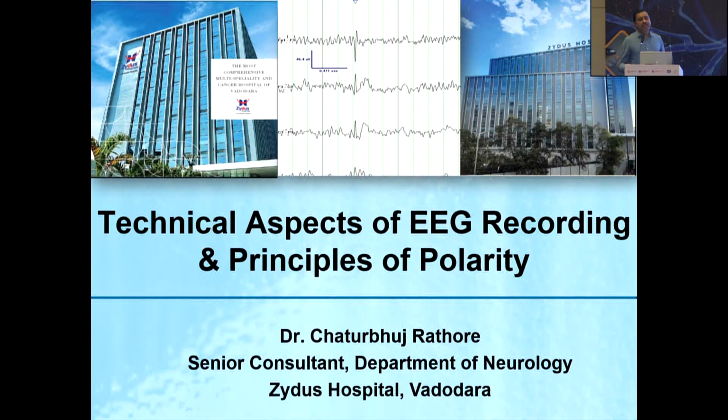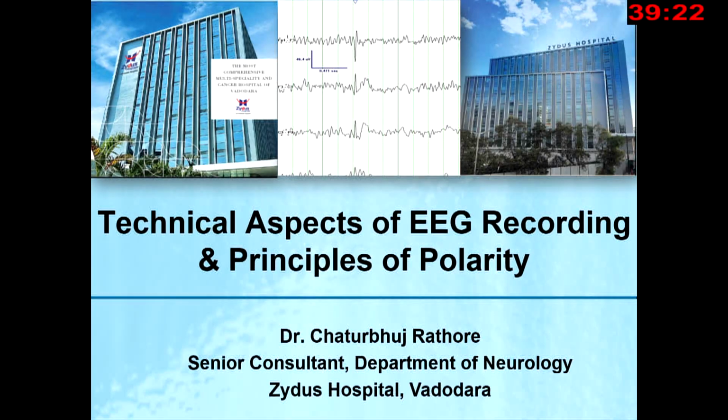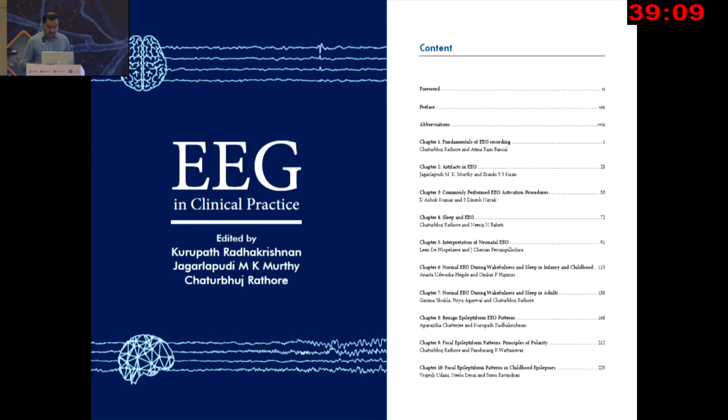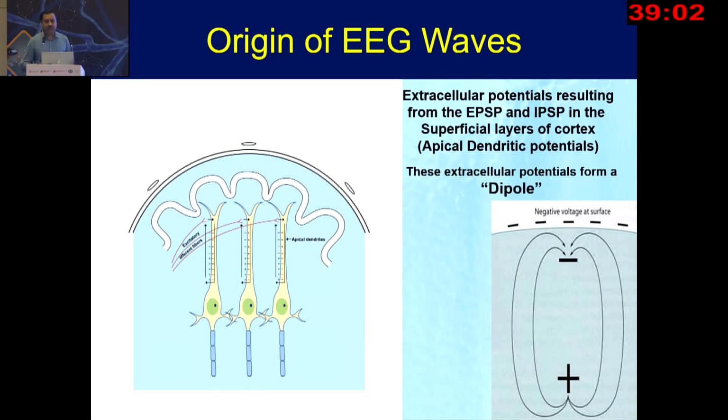So what we will be discussing in the next 40 minutes are the important practical aspects which, as clinicians, we should know whenever we try to report and read the EEG, and how we can avoid the pitfalls by knowing these technical aspects. Sir has already mentioned the book, and we will be discussing from the first chapter about the technical aspects, starting with how the EEG waveforms are produced or generated.